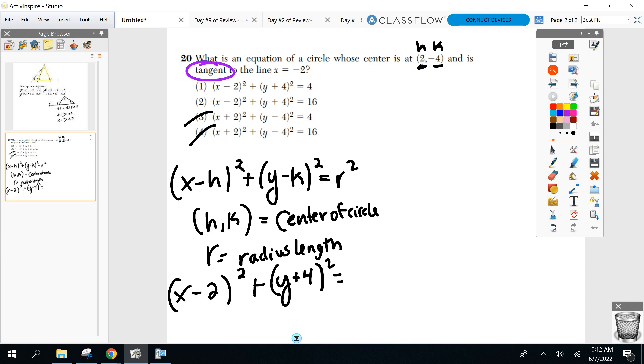Not sine, cosine, tangent. Tangent for a circle. Anybody remember that? That was a line that did what? How many spots? Once, right? Once.